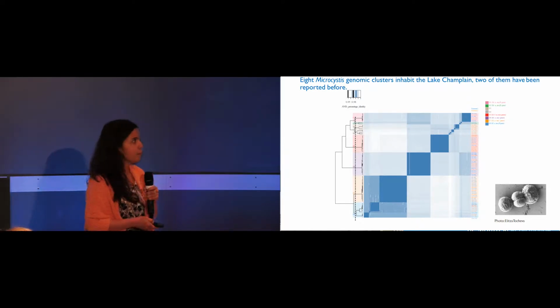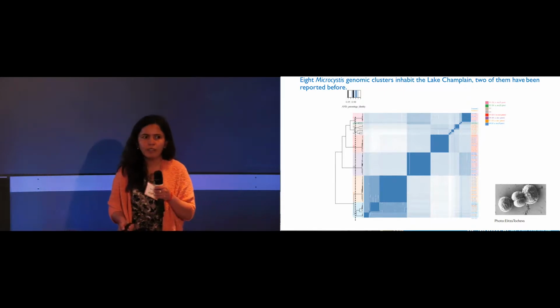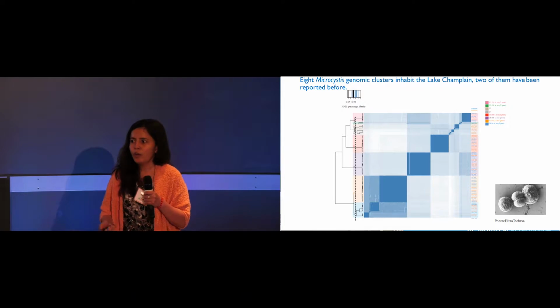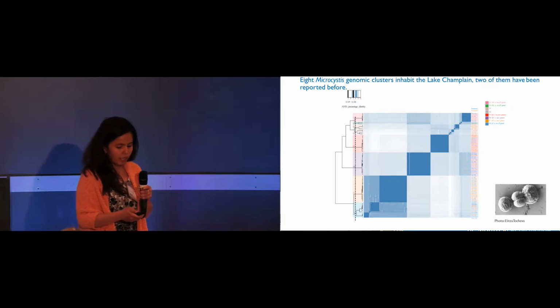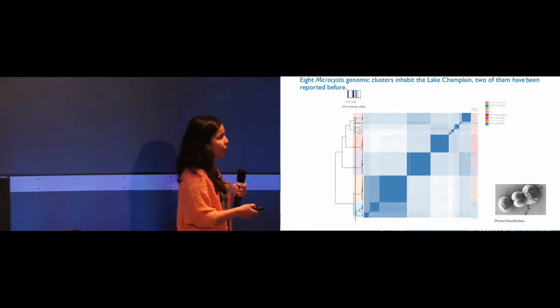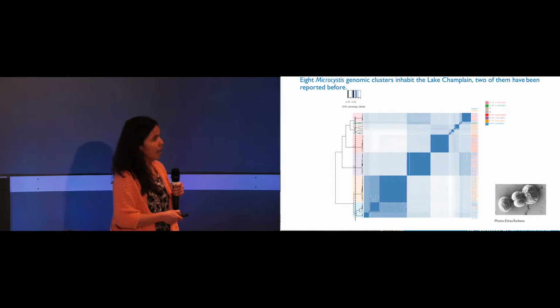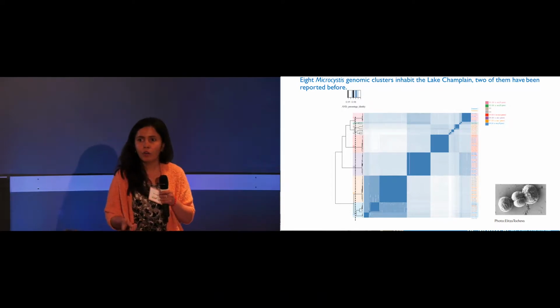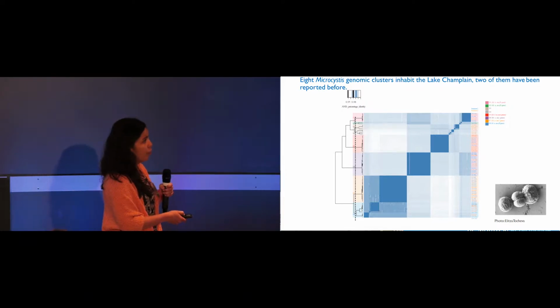One of the main findings when we started to work with Microcystis colonies, when we did the DNA extractions and started the genome analysis, is that Microcystis colonies are associated with multiple bacterial genotypes. This is a cladogram where we classify the sequences of the colony based on the sequence composition and the coverage.